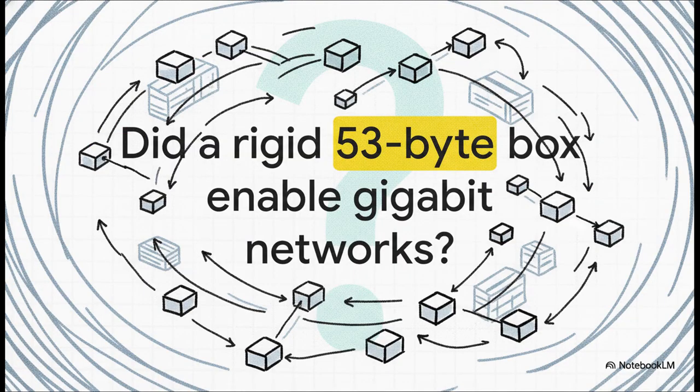Which brings us to our final thought for this explainer. ATM might seem incredibly strict, forcing every single piece of the world's data into a rigid 53-byte box. But it was precisely that rigid mathematical organization that solved the variable packet traffic jams of the past. So as you stream, download, and connect today, consider this. How did the rigid 53-byte organization of ATM pave the way for the massive gigabit networks we rely on every single second? It's a true testament to the power of structured engineering.